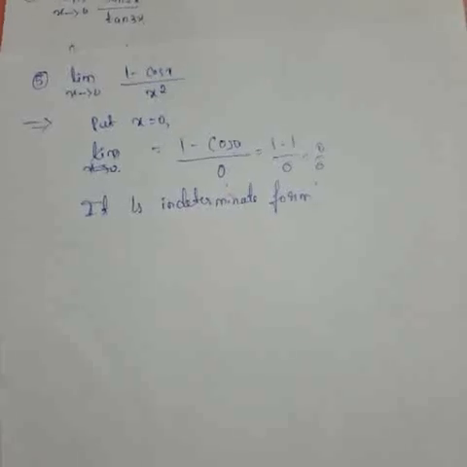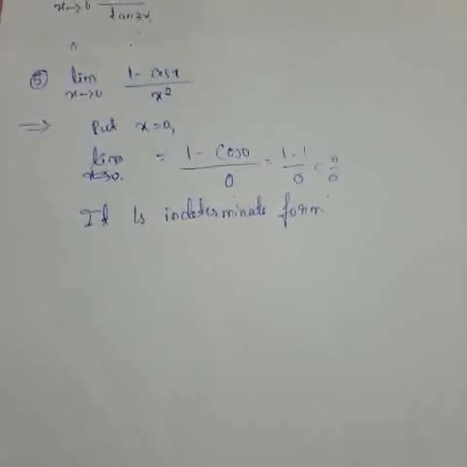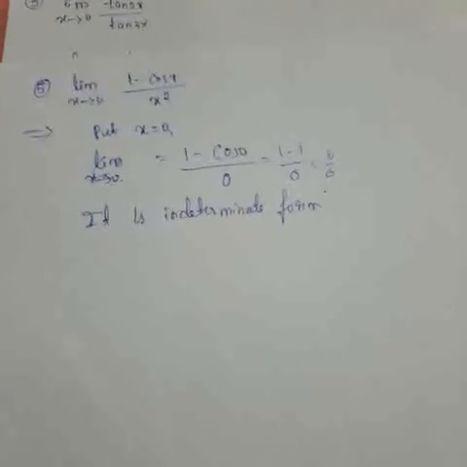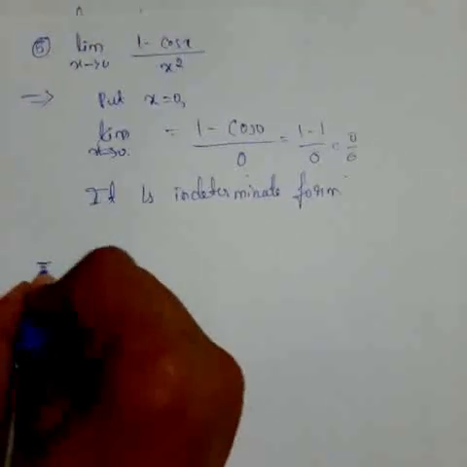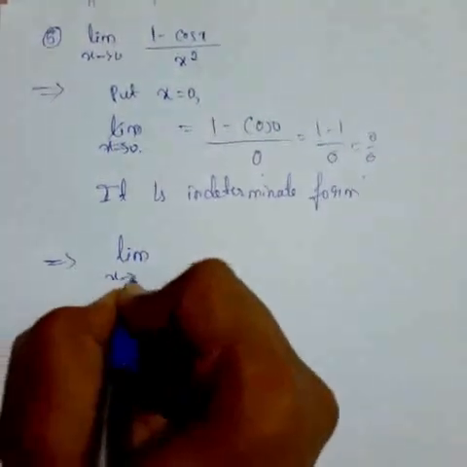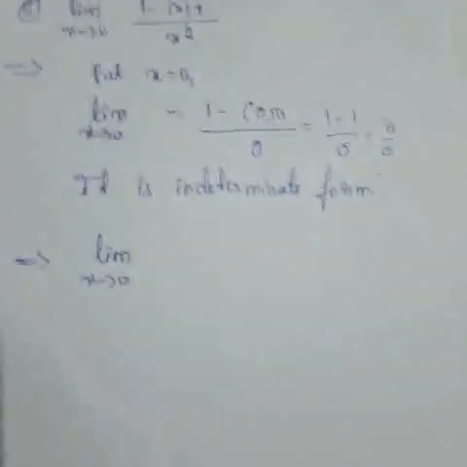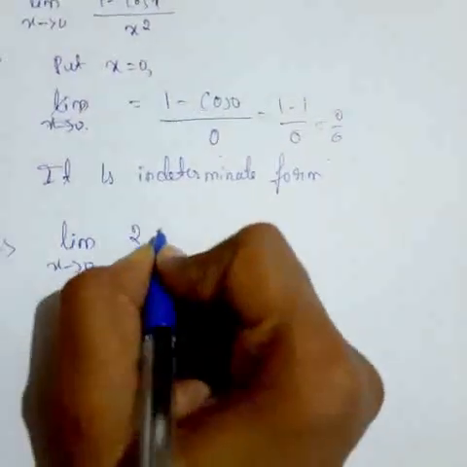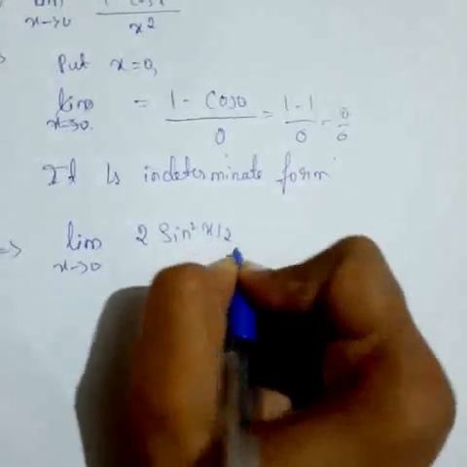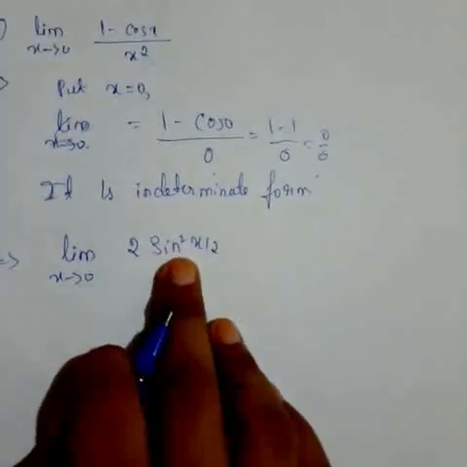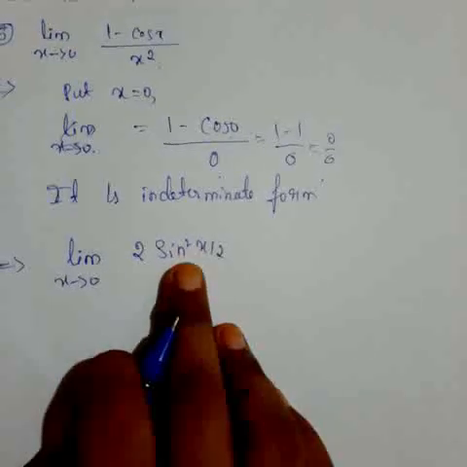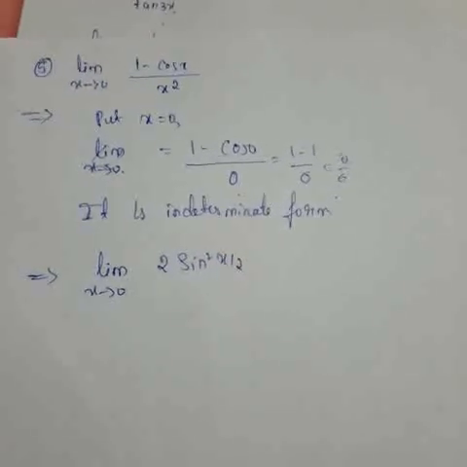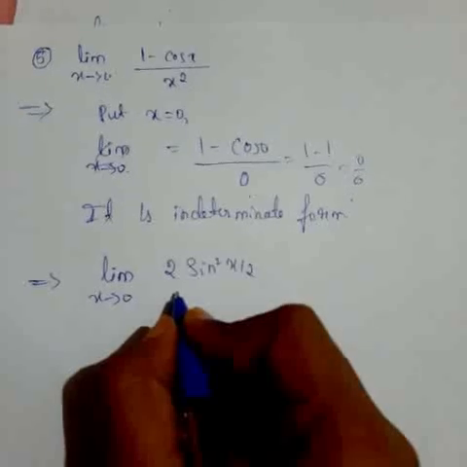Think. Yes, it means we are trying to convert this to what? Sine function, cos to sine. Okay, how to convert this? Just revise the trigonometric formulas. You will get that 1 minus cos x can be written as 2 sine square x by 2. What? 2 sine square x by 2. It is like 1 minus cos 2x equals 2 sine square x. So 1 minus cos x can be written as 2 sine square x by 2.